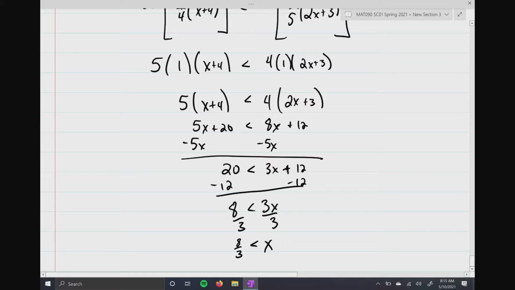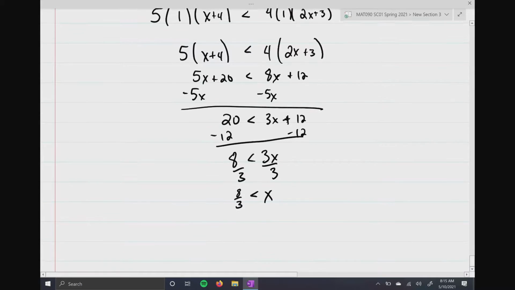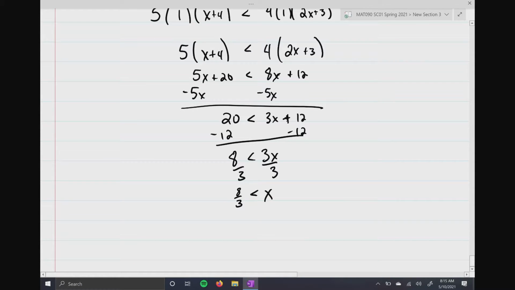Now, I personally don't like to write it like that. Remember, I like the variable first, number second. I just remember that my inequality is pointing to the number. So I'll rewrite it, and I make sure that the inequality is pointing to the number. So this is x is greater than 8 over 3.